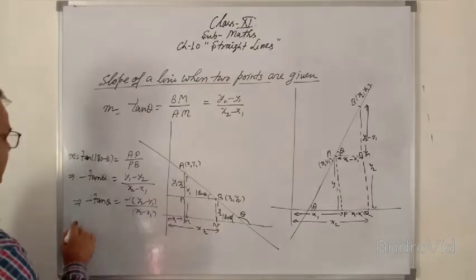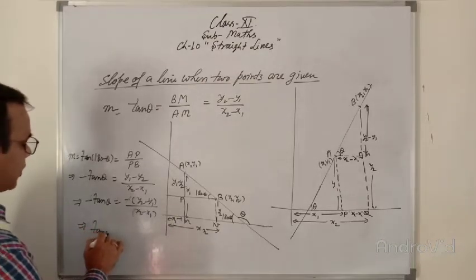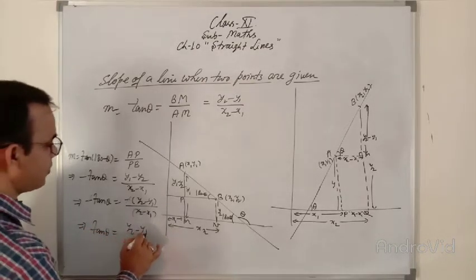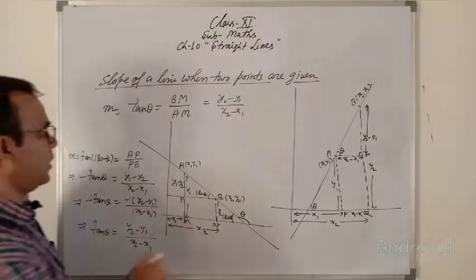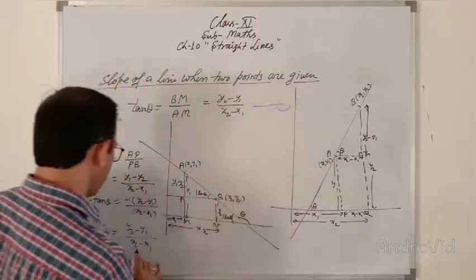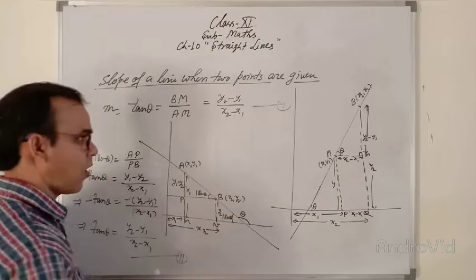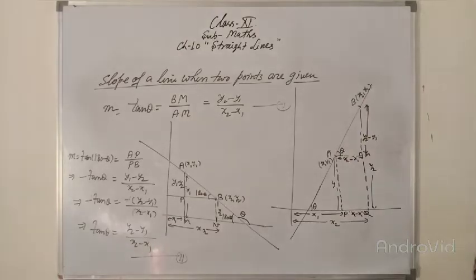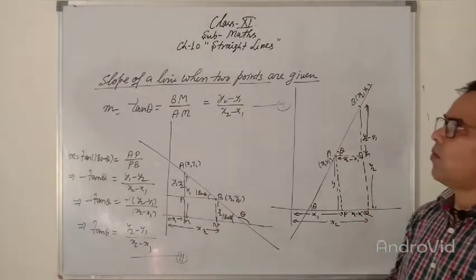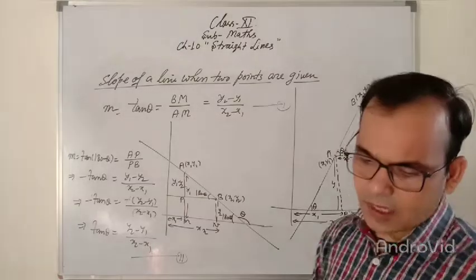So minus sign is cancelled and again you will have the slope as tan theta equal to y2 minus y1 upon x2 minus x1. So here we see that the slope in both the cases, when theta is acute or obtuse, remains the same. Okay, so this is the slope of a line when the 2 points are given.